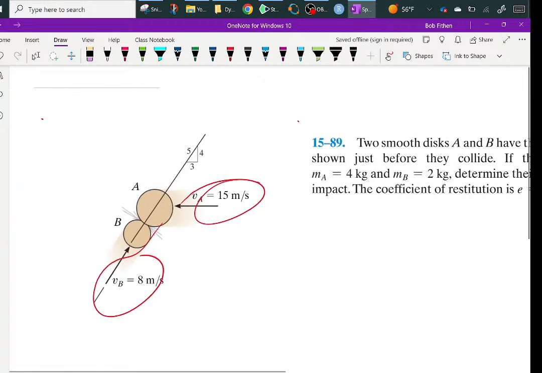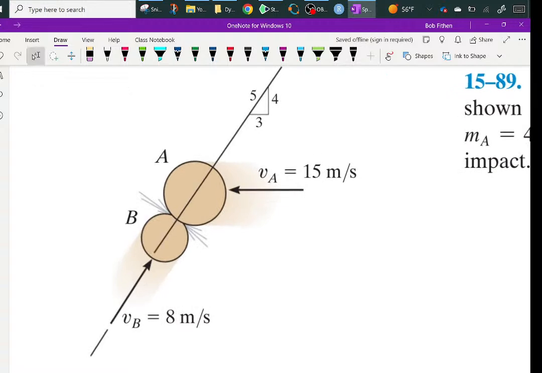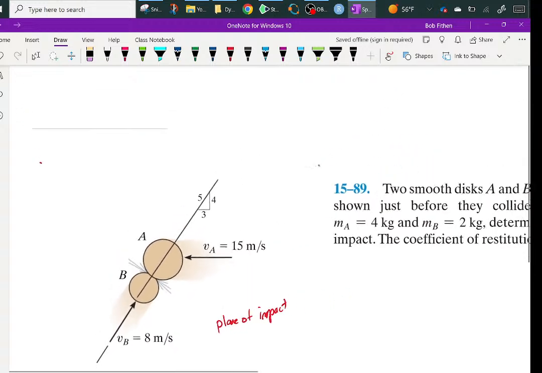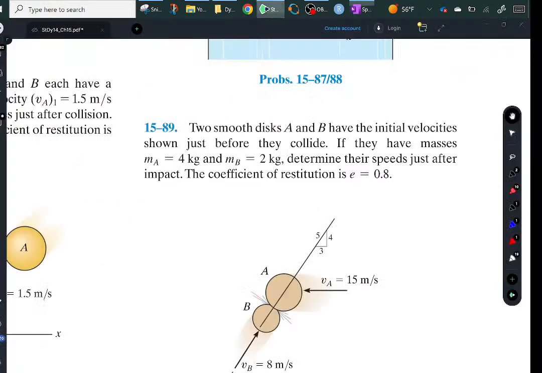So we know that, I like his graphics here. So this is the plane of impact. And this, although I'm going to erase it in a minute, this is the line of impact. So what I'm going to do, I'm going to use both of those and create an x coordinate along that and a y coordinate along that.